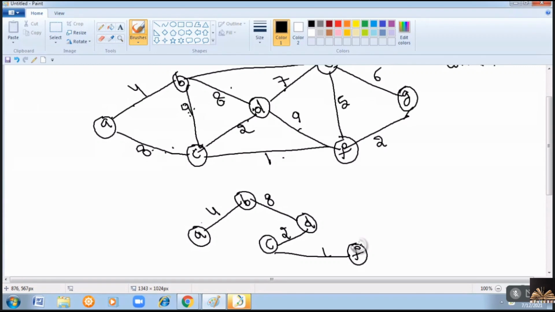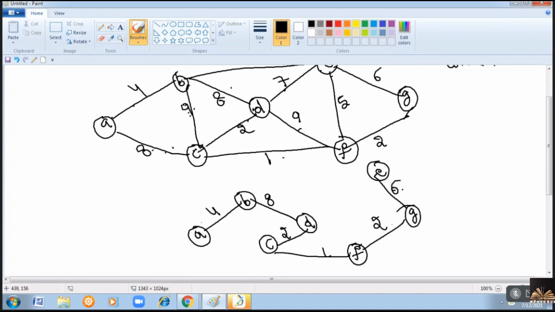Now you consider F. For F, we have E with edge cost 5 and G with edge cost 2. So you can reach G with edge cost 2. Now for G, the adjacent vertices are F and E. F is already visited, so you can visit E with an edge cost of 6.